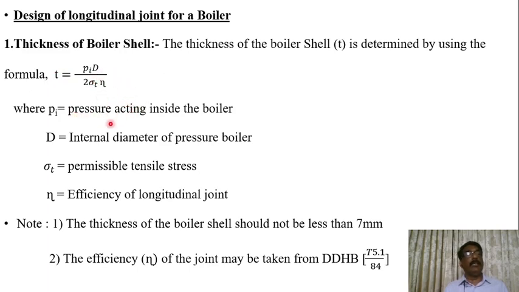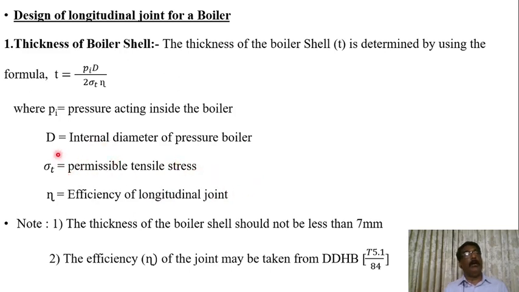Here P i is the pressure acting inside the boiler in Newton per mm square. D is the internal diameter of the pressure boiler in millimeter. Sigma t is the permissible tensile stress of the material, in Newton per mm square. And eta is the efficiency of the longitudinal joint. It is expressed as a percentage, but in decimal you will have to substitute.